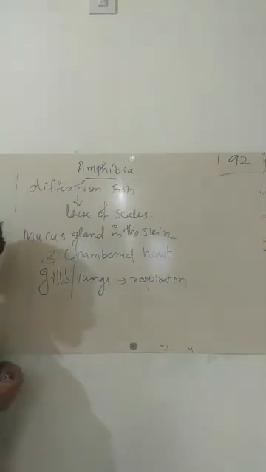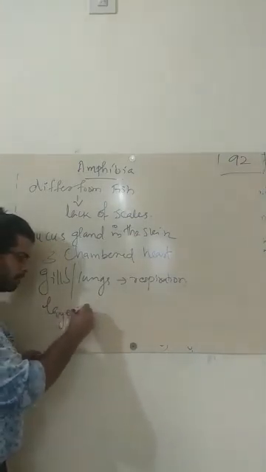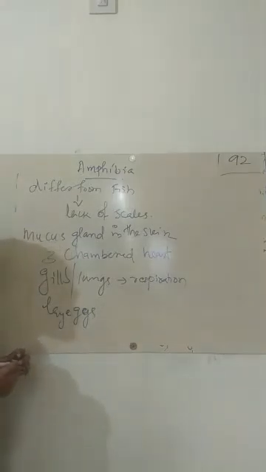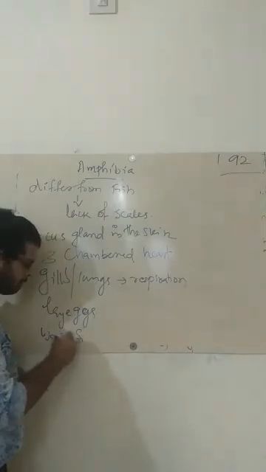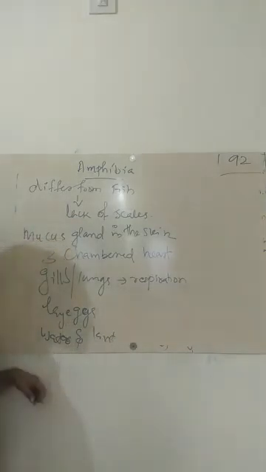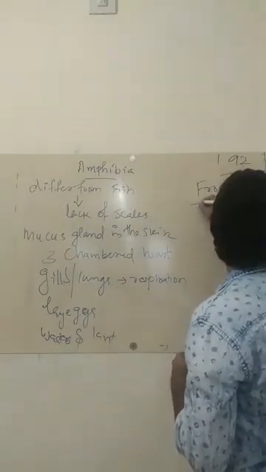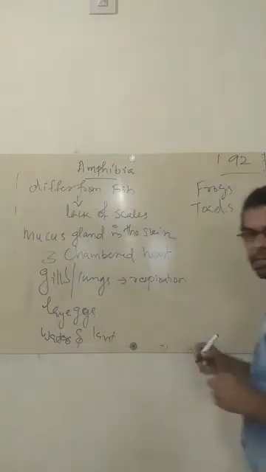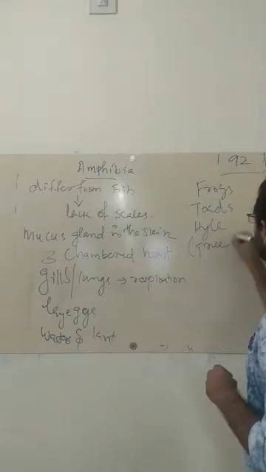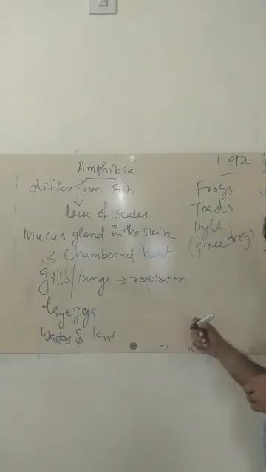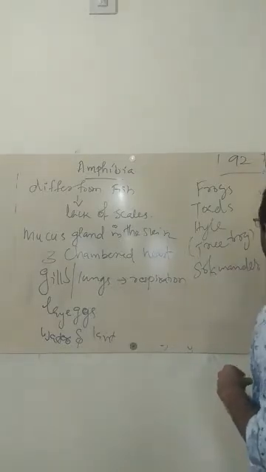Okay, so they will lay eggs, like the pieces itself. These are found both in water and on land. It's very easy. The main examples are frogs, toads, and after that hyla. Hyla means the tree frog, and the salamander. So these are the examples.